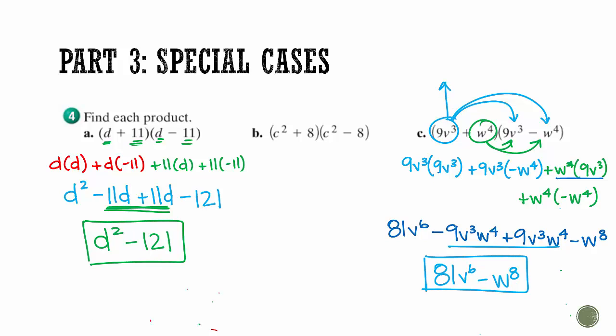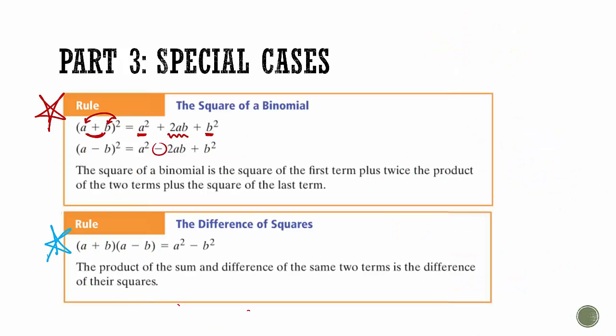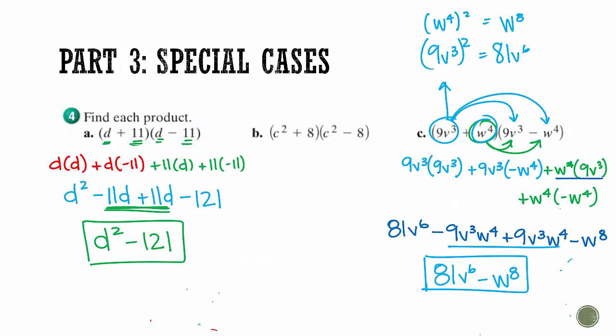If you take 9b cubed and square it, you get 81b to the 6th. And if you take w to the 4th and square it, you get w to the 8th. So again, here's a rule for that. You can memorize the rule, or you can just double distribute. But notice the pattern. When you have the same thing with opposite signs, your middle terms should cross off. So there's one more for you to do.